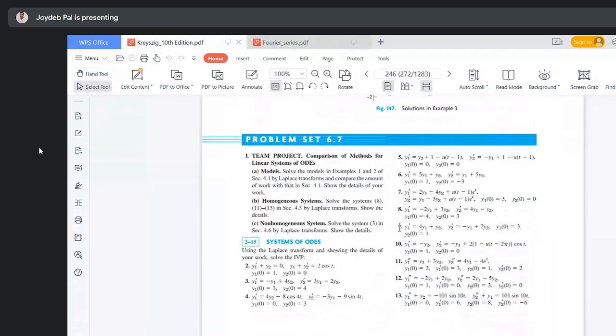Okay, any doubt? Tell me any doubt in Laplace transform? No, sir.